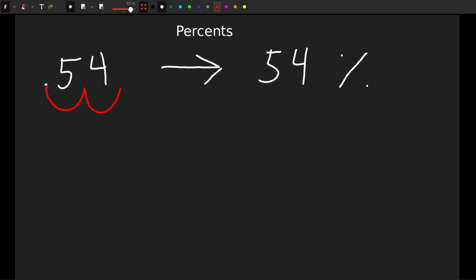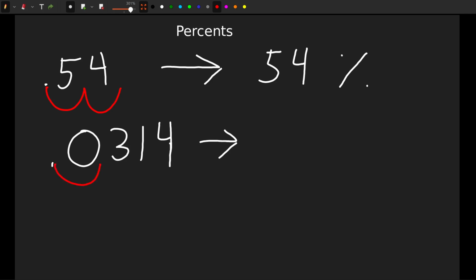Another example, a little bit more complicated, if I have 0.0314 and I want to convert this to a percentage, I'm going to move the decimal point only 2 spots to the right, 1, 2, and my answer is now going to be 3.14%. So if you want to convert decimals to a percentage, all you need to remember is just move the decimal point 2 spots over, and then you have your answer. And just add the percentage sign at the end.